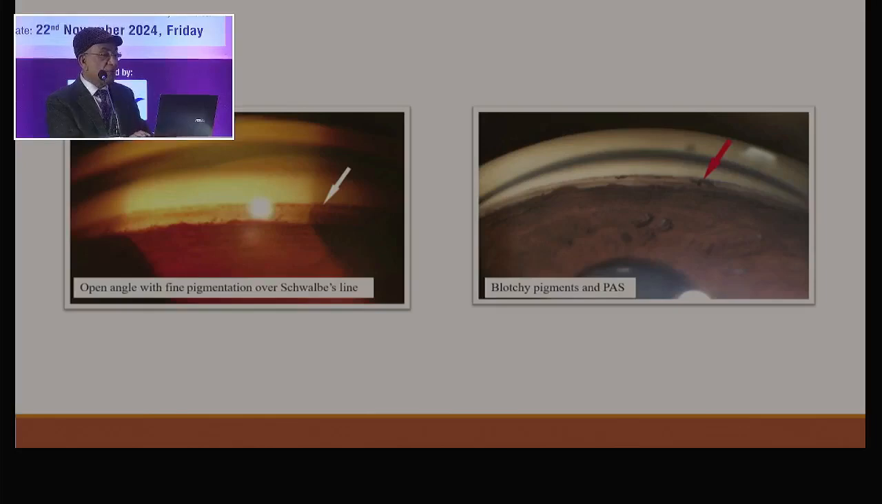Here again, you can see all the structure, and you can see some pigmentation over the Schwalbe's line. We call it Sampaolesi line. So these are the things you will have to practice. See many, many hundreds of cases, and you will definitely learn it.